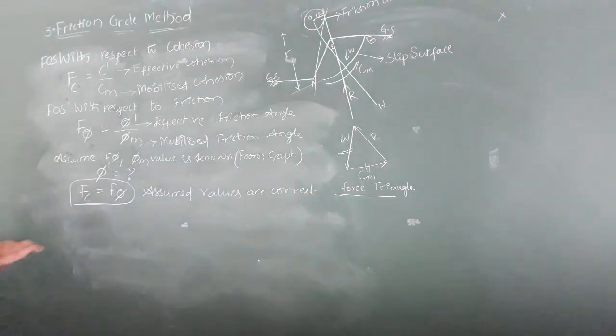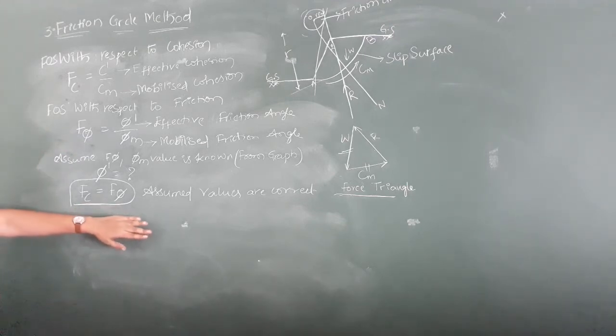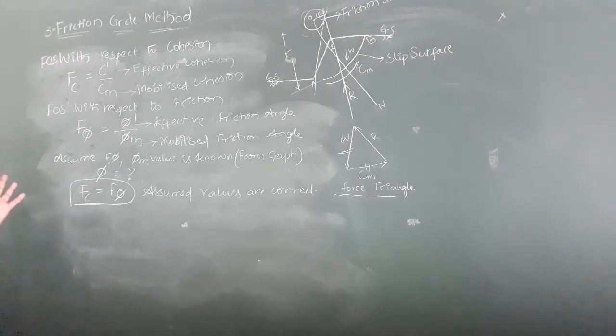For example, if it doesn't happen, then what do we do? We assume some more values of Fc and F phi till we get the equation like this. We can repeat the procedure three to four times. We assume some Fc and F phi values, substitute, get the unknown value, and resubstitute in the equation to get Fc and F phi. We do this trial and error method until we get the equation like this.